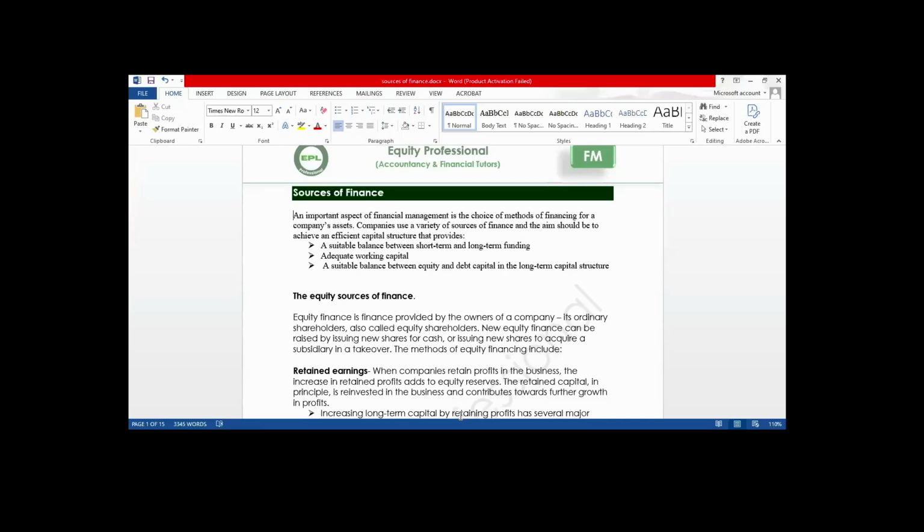Sources of finance. In this topic, we shall be looking at the various methods of financing business activities. For this topic, we shall be discussing the different methods of financing companies' assets.